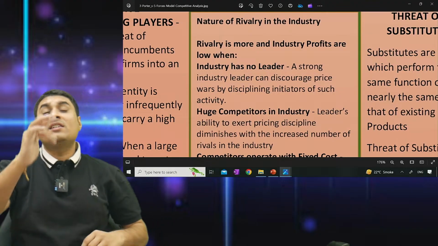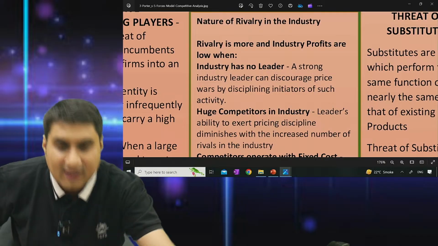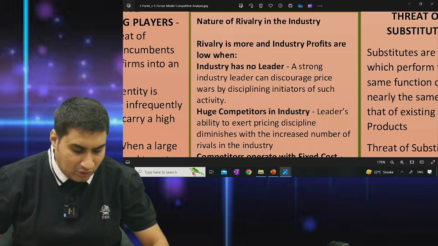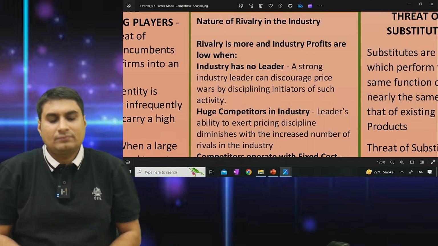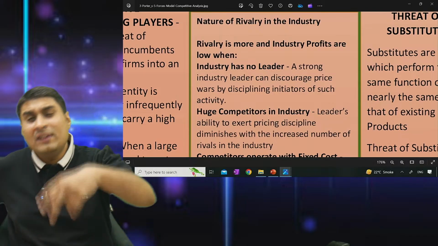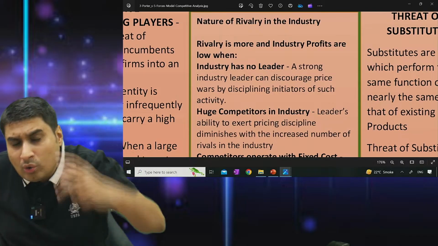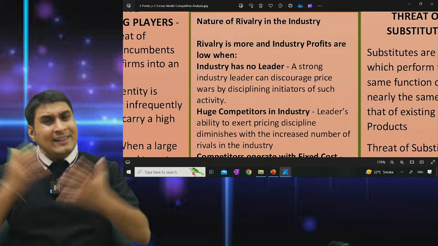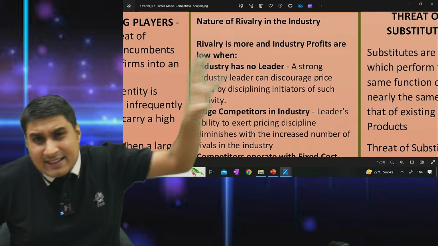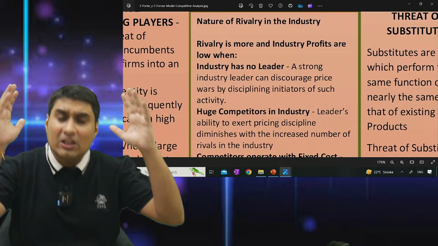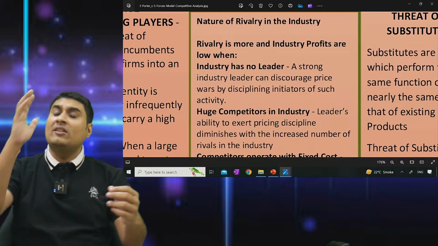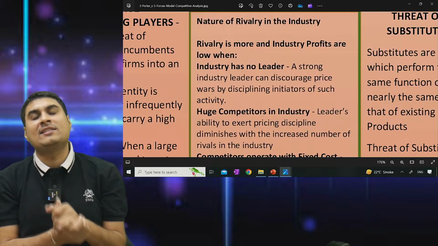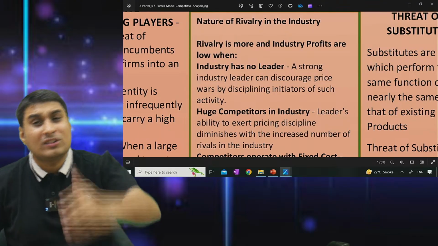Tell me, rivalry is more in the following situations. When industry has no leader. Whenever there is a leader, he will influence the price. He will talk to others. Let me take an example. Ultratech Cement is a leader. Birlaji will decide the prices. Birlaji has 35% market share. In the morning, he will put a WhatsApp message: today, this price is there. All have to listen because he is a leader.